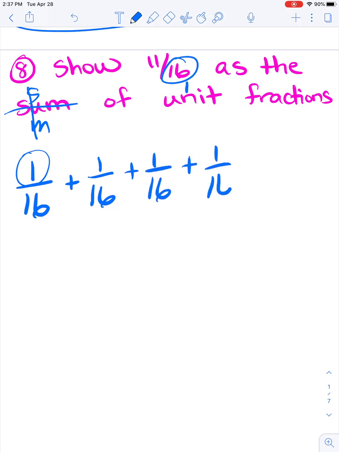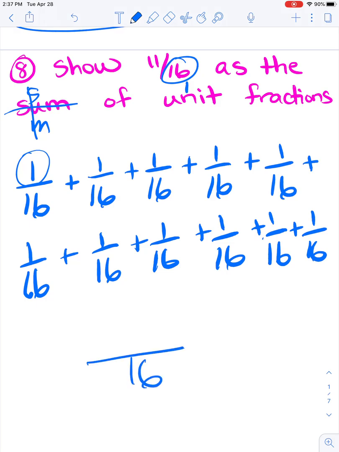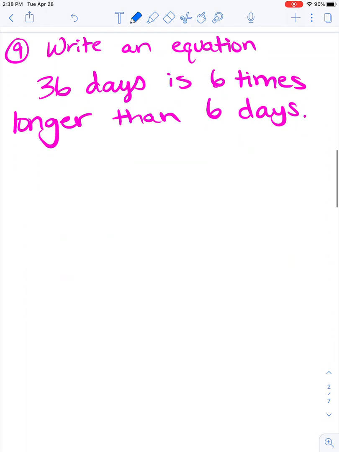There's 2. There's 3. There's 4. There's 5. There's 6. There's 7. 8, 9, 10, 11. Let's see. If our denominator is the same, we keep it the same. Let's add our numerators. 1, 2, 3, 4, 5, 6, 7, 8, 9, 10, 11. We did it right. The sum, addition, of unit means 1. Fraction, denominator stays the same.